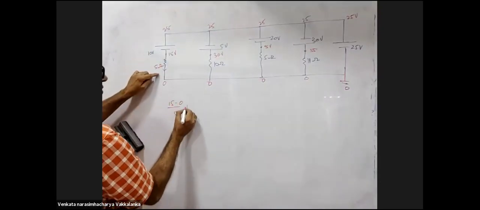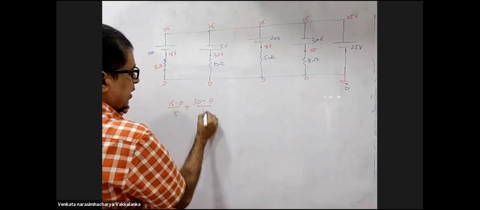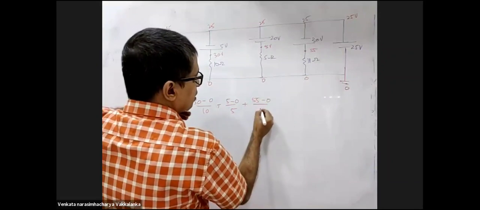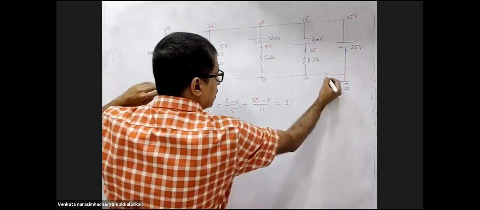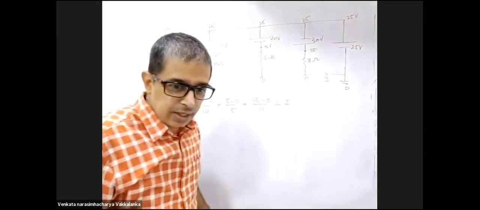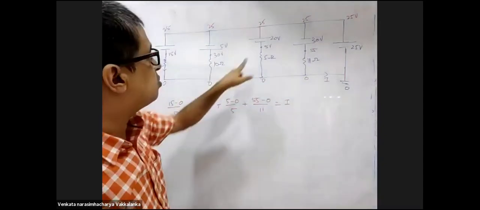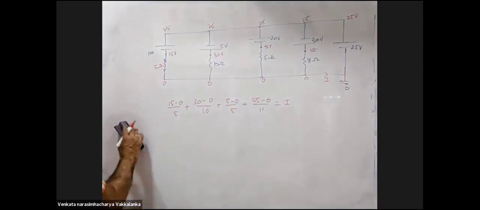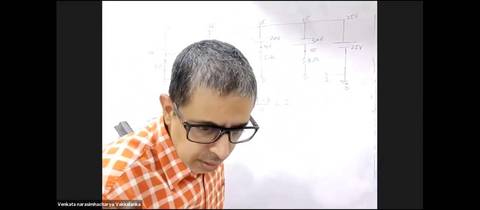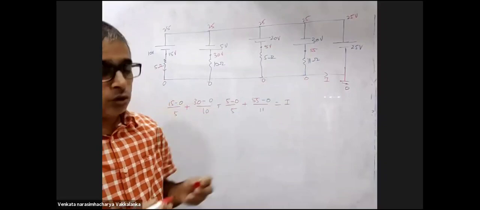So what will be the current in this branch? 15 minus 0 by 5 plus current in this branch 30 minus 0 by 10, 5 minus 0 by 5, 55 minus 0 by 11 should be the total current going through the 25 volts battery. Right? He asked current through the 25 volt cell. Right. This is the current through the 25 volt cell.